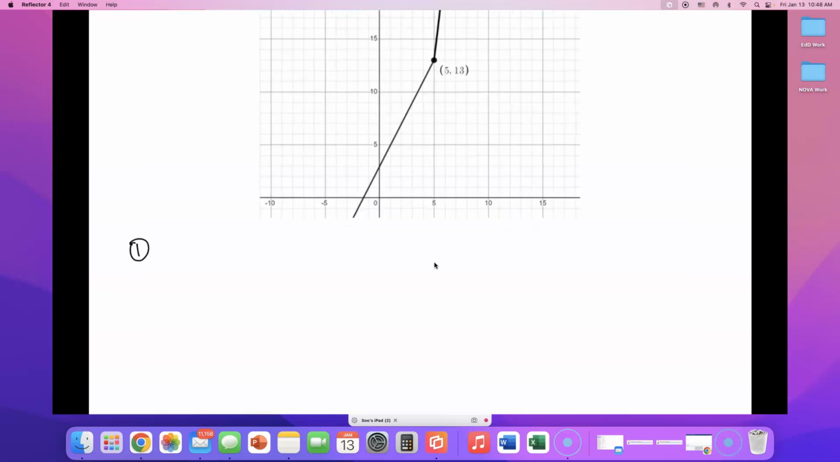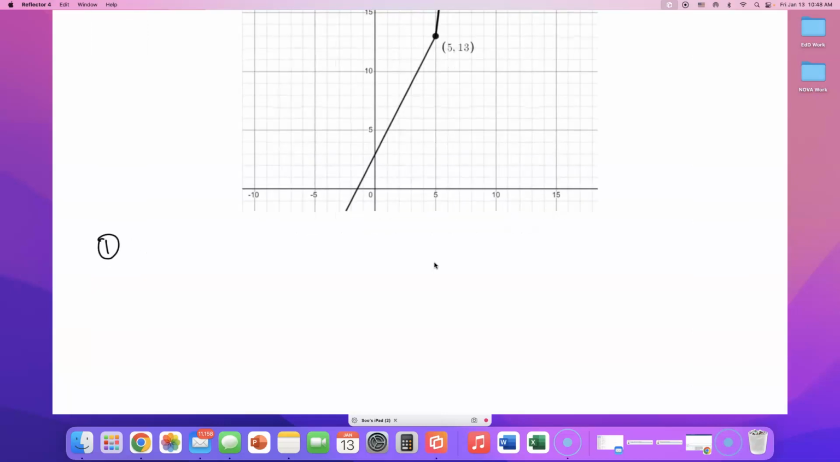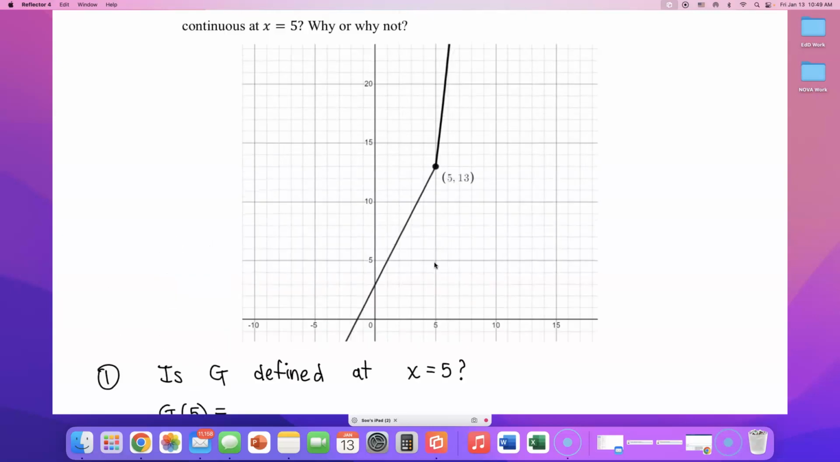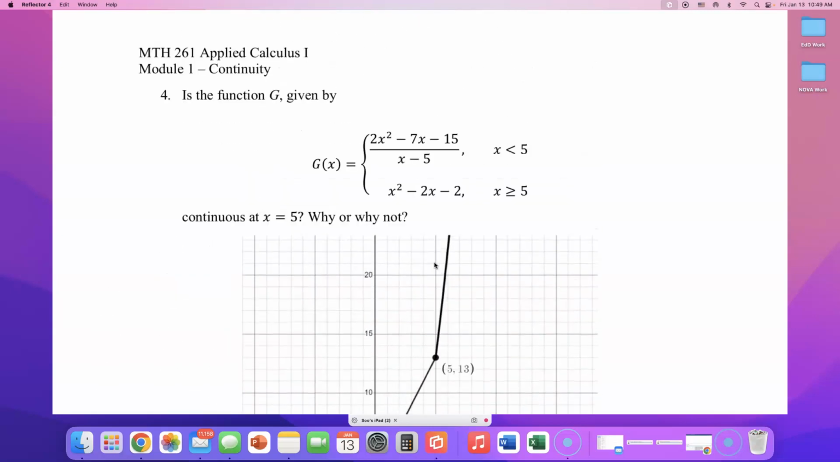Show that, well, I'll ask the question, is g defined at x equals 5? That's the first question we have to answer. And if it is defined, what is g of 5? Okay, so let's find it. When x is equal to 5, we have to use this bottom quadratic, right?